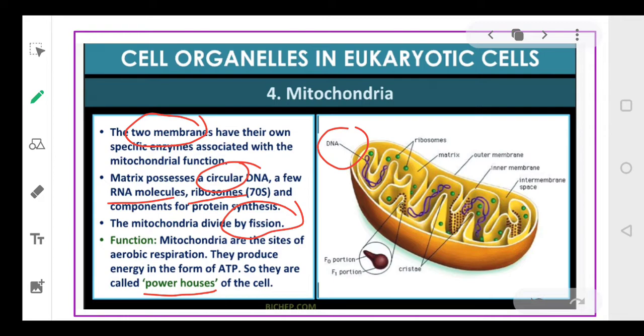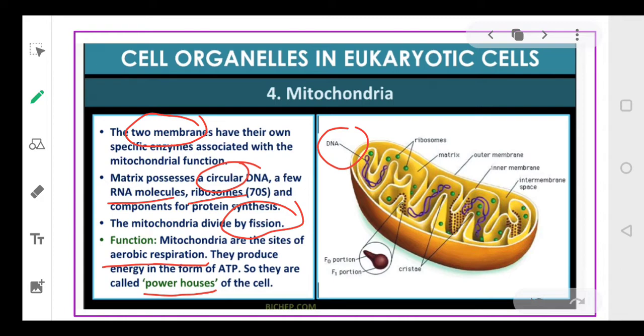Yes, very good. It is called the powerhouse of the cell because it stores ATP. So basically it is the site where aerobic respiration occurs. It is the organelle in the cell where aerobic respiration takes place, and during aerobic respiration we know that 36 ATPs are produced.